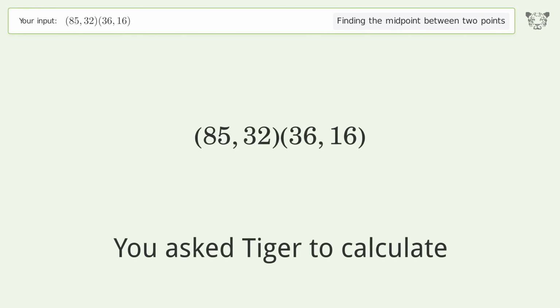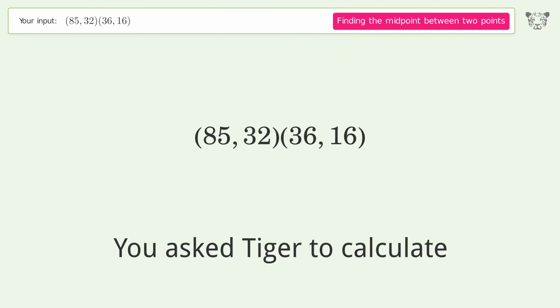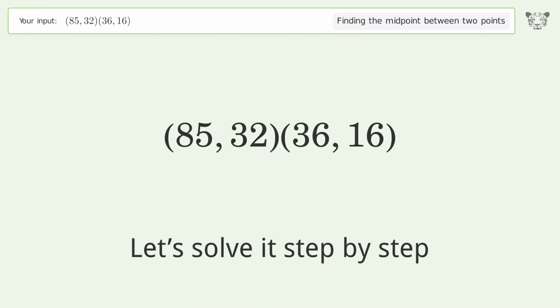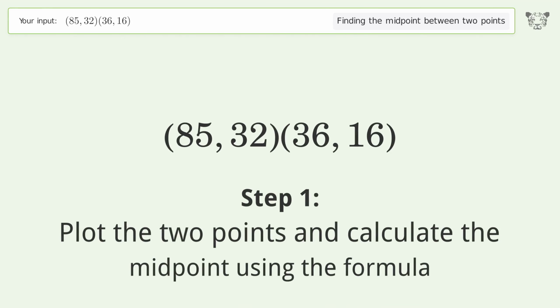You ask Tiger to calculate. This deals with finding the midpoint between 2 points. The midpoint between the 2 points is 60.5, 24. Let's solve it step by step. Plot the 2 points and calculate the midpoint using the formula.